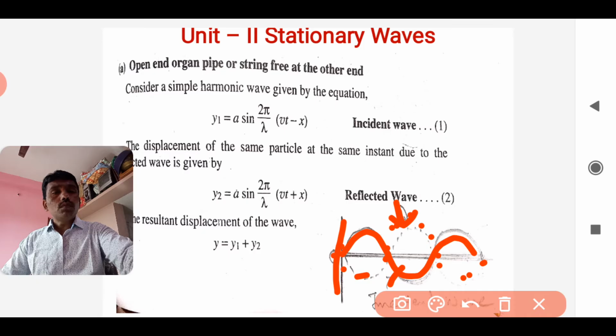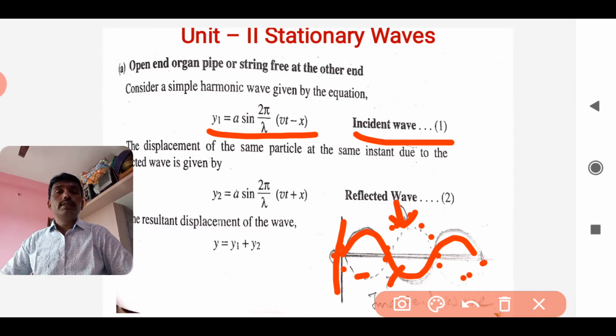So what is the relation for our incident wave? That is nothing but y1, the incident wave's relationship. As we know, wave motion is given by simple harmonic wave motion, and that is y1 equals a sine of 2π/λ (vt − x). This is for the incident wave.